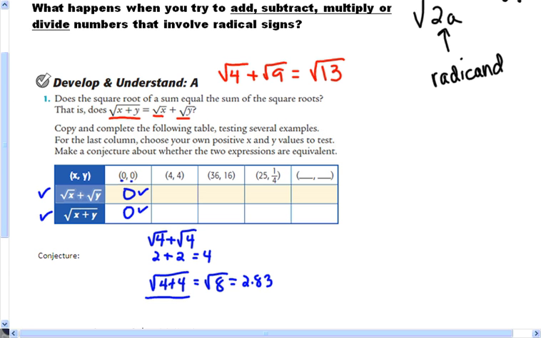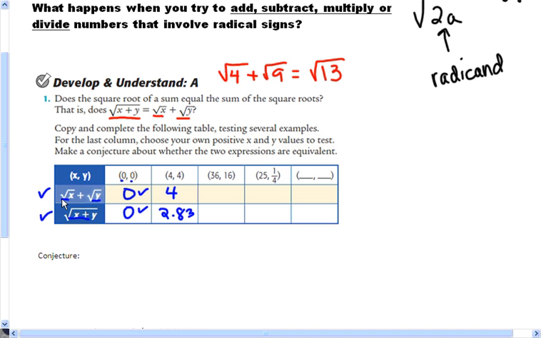So when we did the square root of 4 plus the square root of 4 separately, we got 4, but when we combine them together, we got 2.83. At this point, that's a counterexample that shows this will never work. We really don't have to continue here, but just in case our math is suspect, we might go ahead and try another one here.